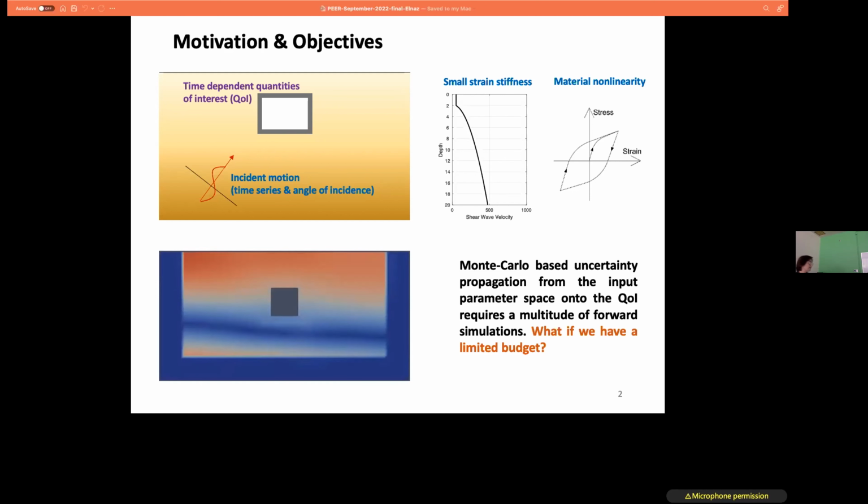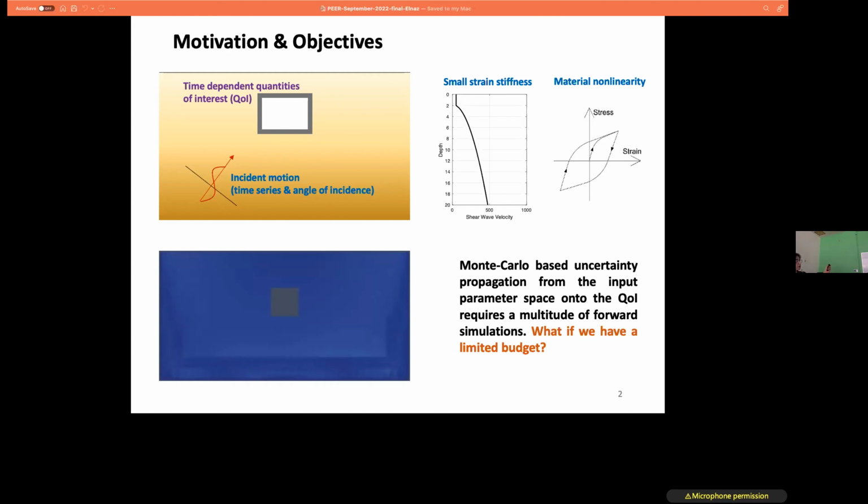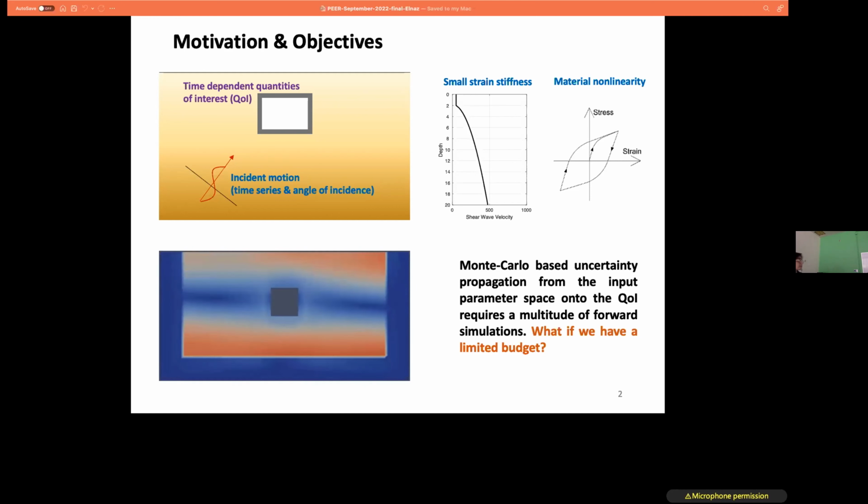But what if we have a limited budget, and how can we accelerate such tasks in our analysis, especially for soil structure interaction problems that are known to be relatively complex. And it really depends how good we are in terms of modeling the domain, truncating that, or how we can bring the remote excitation to the problem.